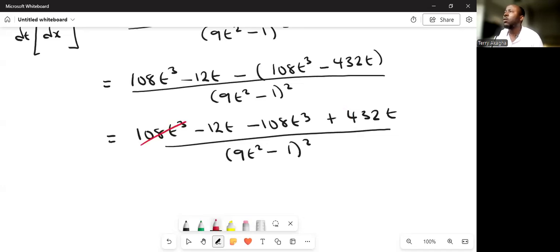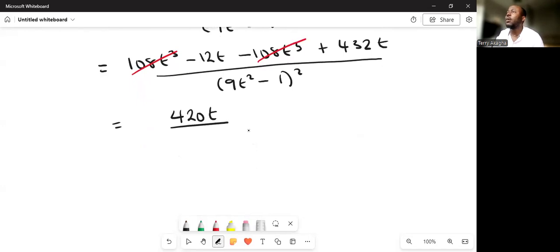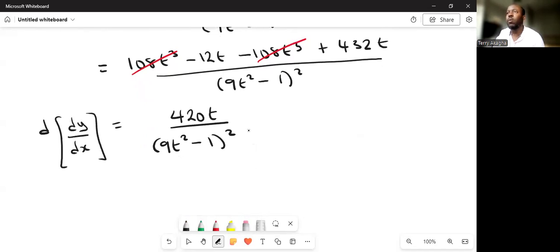Now, 108t cubed minus 108t cubed cancels out. So you now have minus 12t plus 432t, which is going to give us 420t, all divided by 9t squared minus 1 all squared. And this is the final answer for d of dy over dx with respect to t. Okay, now that is that for that.